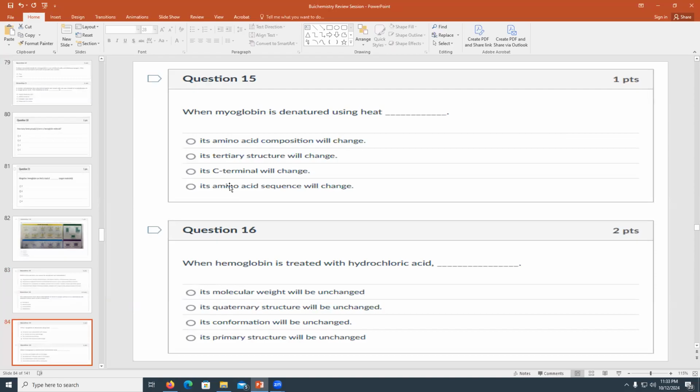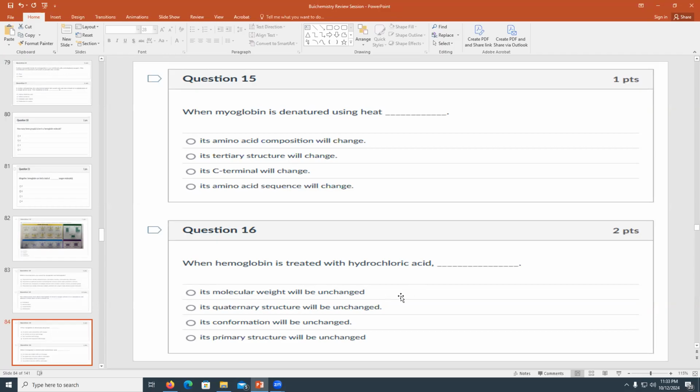When myoglobin is denatured using heat, denatured meaning that we break apart every weak bond: ionic bonds, hydrophobic interactions, van der Waals bonds, hydrogen bonds, except the peptide bond. Its amino acid composition will change? Nope. It will be intact. The C terminal will change? Nope. The amino acid sequence will change? Nope. The tertiary structure will change? Yep. That's the answer.